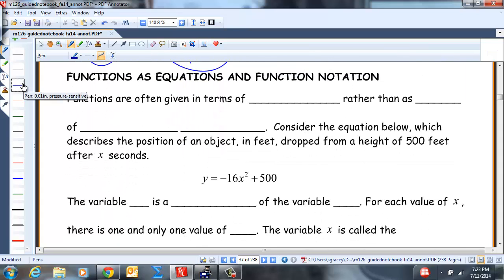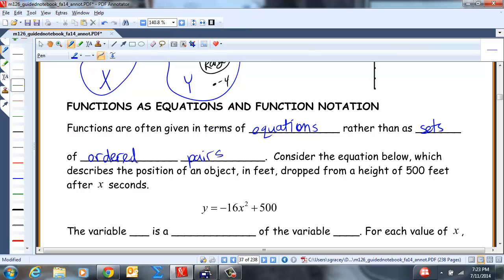Functions are often given in terms of equations rather than as sets of ordered pairs. Not that you can't have a set of ordered pairs, but more commonly in pre-calc you're going to see equations. So consider this equation here. This models the position of an object in feet dropped from a height of 500 feet after x seconds.